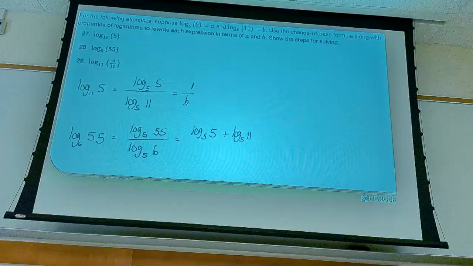What was log base 5 of 6? So that's A. What is log base 5 of 5? 1. Log base 5 of 11. There's your result.